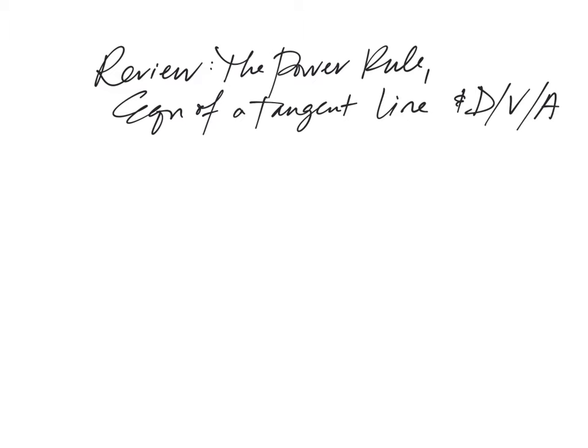I wanted to talk through the things we've been focusing on the last week or two, which is the power rule, the equation of a tangent line, and displacement, velocity, and acceleration, and then introduce composite functions and the chain rule. So if you remember, the power rule works when we have power functions. So that's x or some expression containing x raised to a power. And when we have that, we can find the derivative by bringing the power down, multiplying it by any coefficient that is currently there, and subtracting 1 from the power.